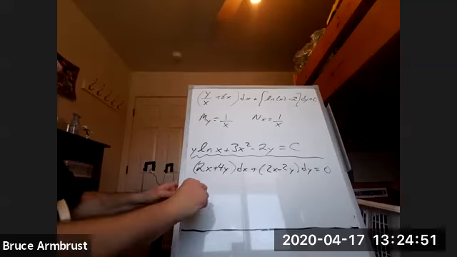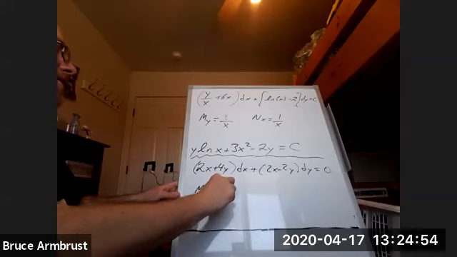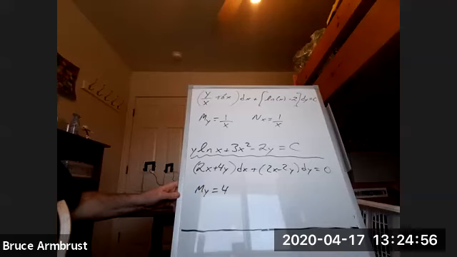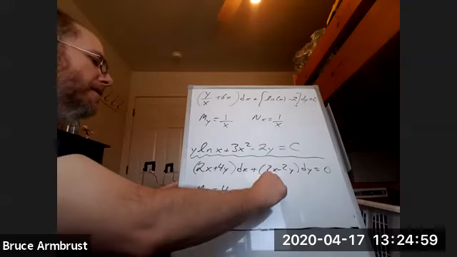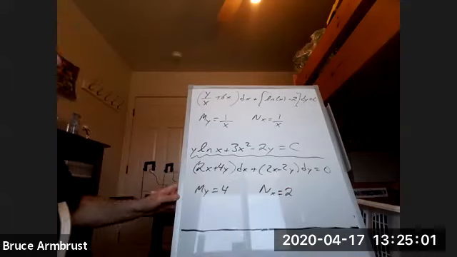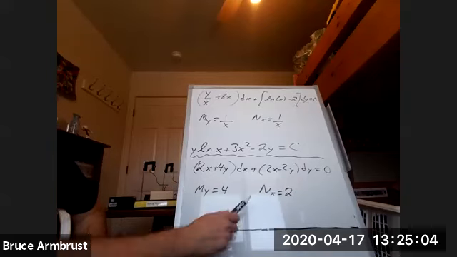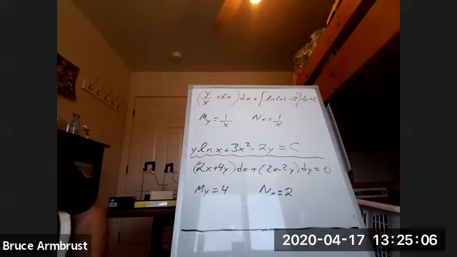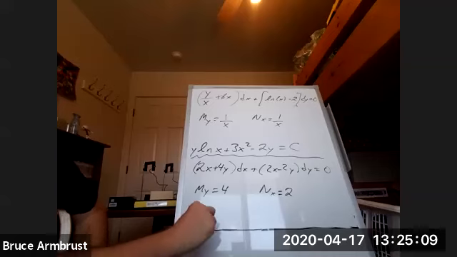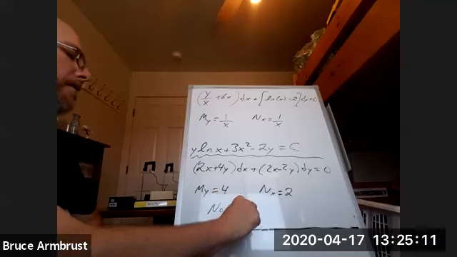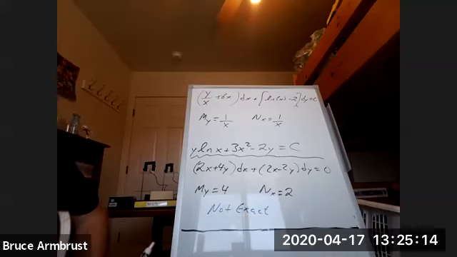So we'll look at our My. My here is going to equal 4, and Nx is equal to 2. So since those two are not the same, then we know that this thing is not exact. All right, so does that actually mean that there's no solution? Not necessarily. It just means we can't approach it the way that we're approaching the exacts.